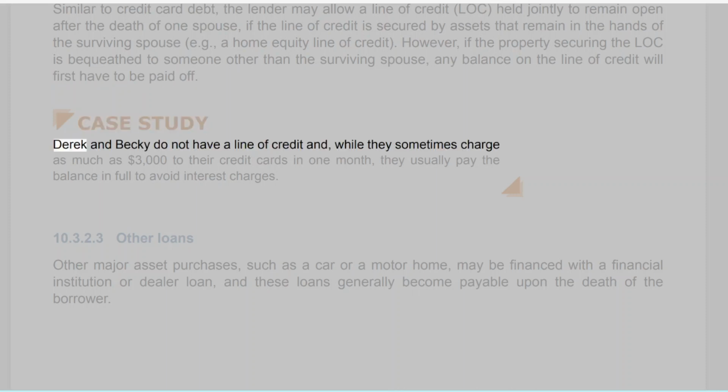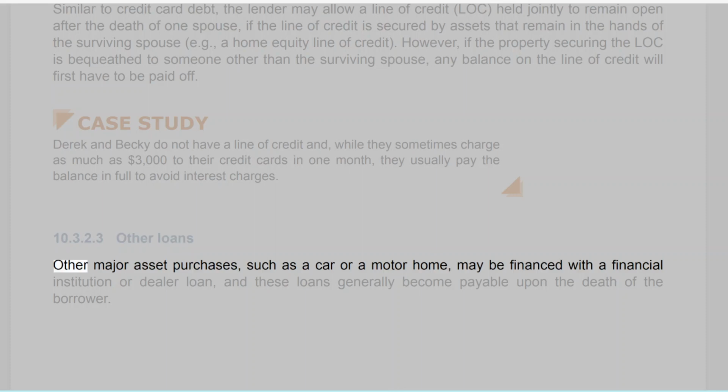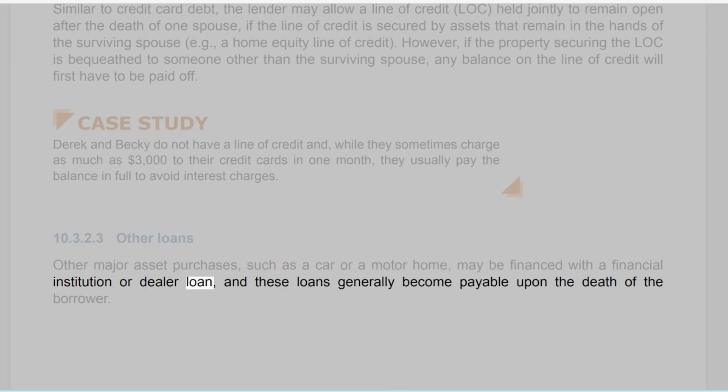Case study: Derek and Becky do not have a line of credit and, while they sometimes charge as much as $3,000 to their credit cards in 1 month, they usually pay the balance in full to avoid interest charges. 10.3.2.3 Other loans. Other major asset purchases, such as a car or a motorhome, may be financed with a financial institution or dealer loan, and these loans generally become payable upon the death of the borrower.